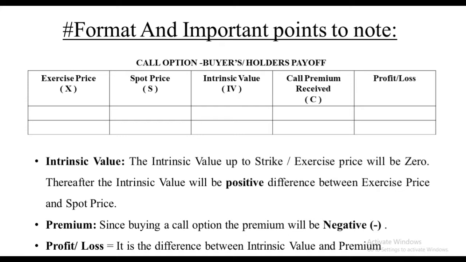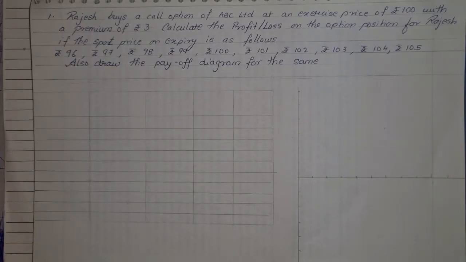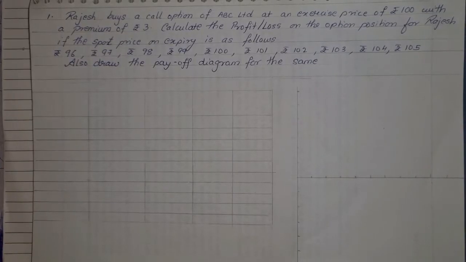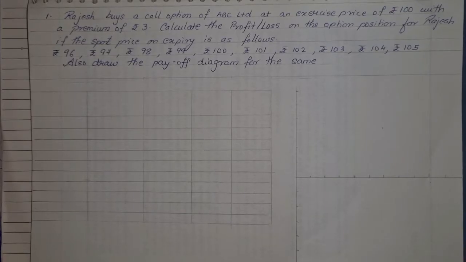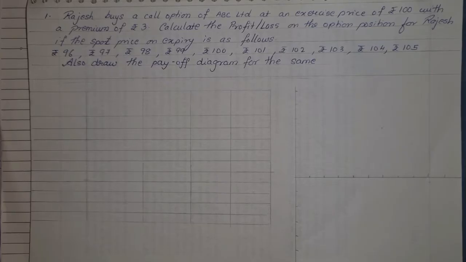And lastly, the profit and loss is nothing but the difference between the intrinsic value and the premium. So based on those 3 points, we will see now how to solve a sum based on call option where we have been given buyer's payoff. So let us see how to solve the sum both graphically as well as tabulated. Okay, now let us check the first example as to how to calculate the profit or loss based on option positioning when there is a call option and it is based on the buyer's payoff.